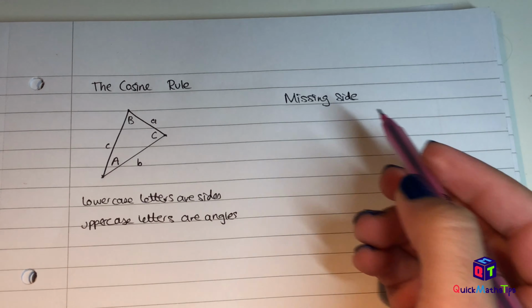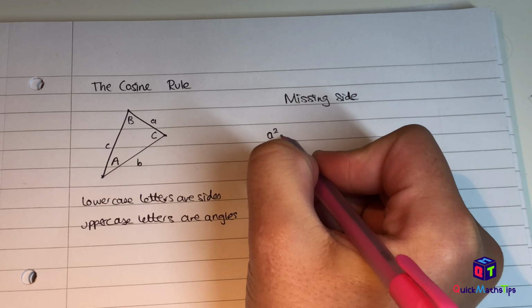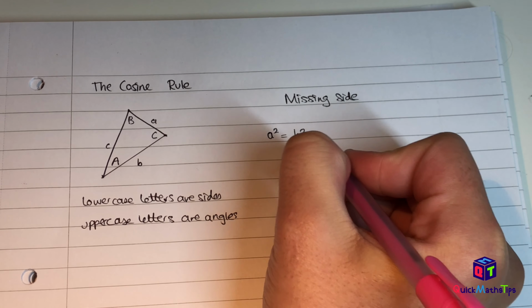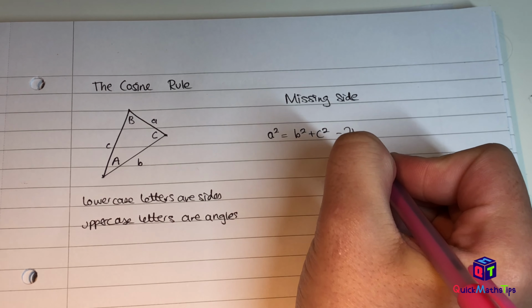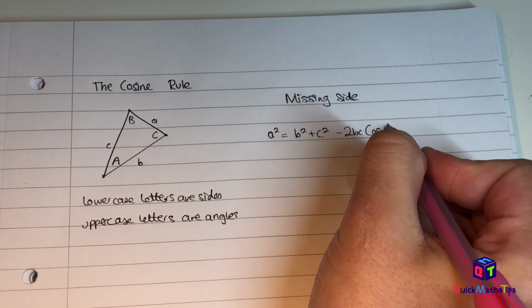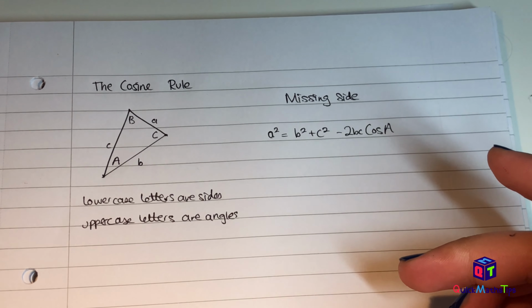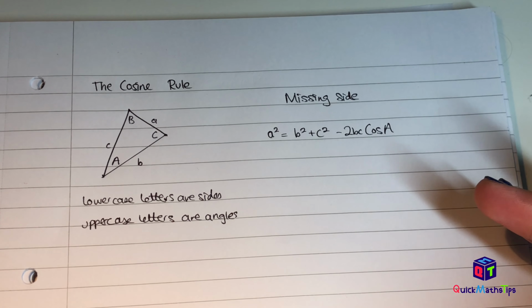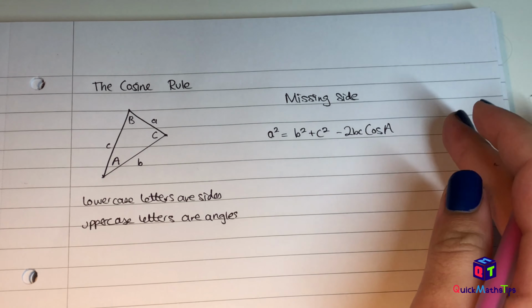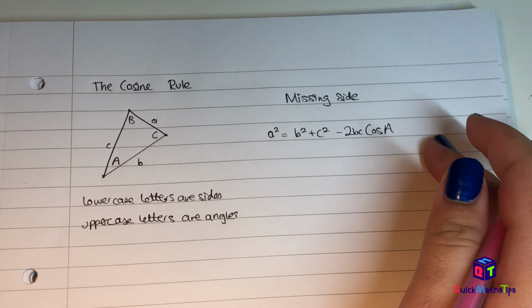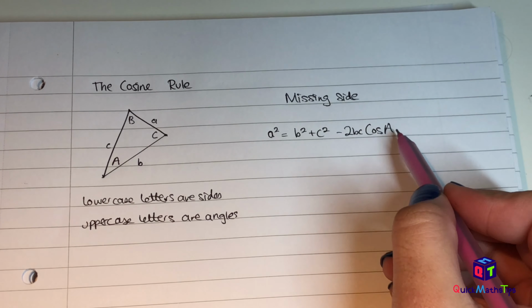Now, to start off with, the main formula is a squared is equal to b squared plus c squared minus 2bc cosine A, okay? This is the main formula for when you have a missing side, so you just substitute your values in. However, what is the formula for when we have a missing angle? This formula can be rearranged to make A the subject.